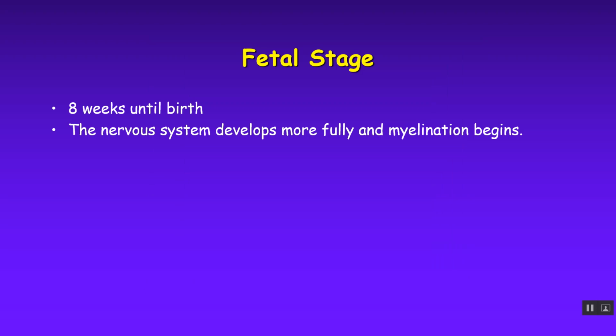And then fetal stage is everything after that first 8 weeks. So after the first 8 weeks, you're in the fetal stage. This is now the nervous system. If we're just talking about the nervous system, it starts to develop more fully, and we start to then get myelination. But full myelination doesn't occur until you're almost age 3 or so. First 2 to 3 years of life, you don't have full myelination of your nervous system.